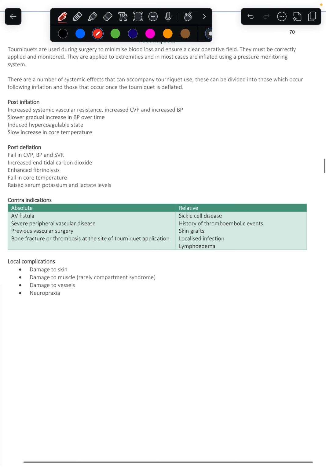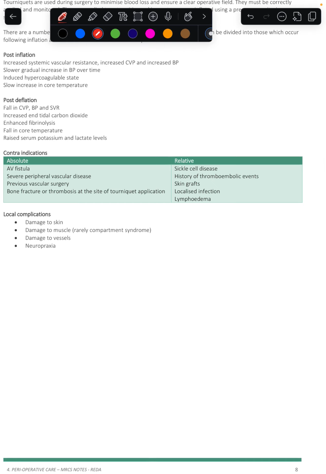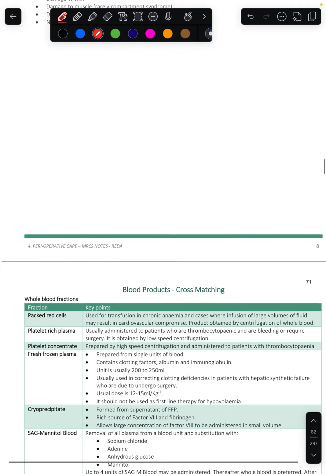Contraindications are AV fistula, severe peripheral vascular disease, peripheral vascular surgery, and bone fractures. In all these, it is contraindicated. Sickle cell disease is another. Local complications include damage to skin, muscle damage, compartment syndrome, damage to vessels, and neuropraxia.